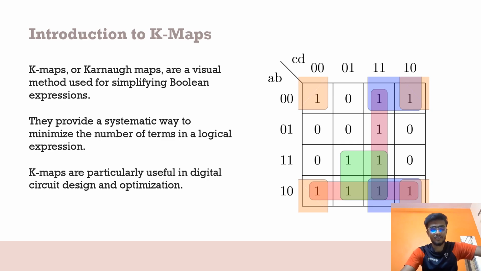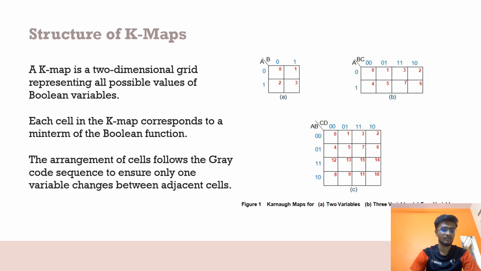K-maps are particularly useful in digital circuit design and optimization. They are mainly used in digital circuits, as it's the subject of digital design. This is a smaller version of the digital circuit, but the circuit will be very huge. Let's start with the smaller things first, because smaller things make us bigger in the future.